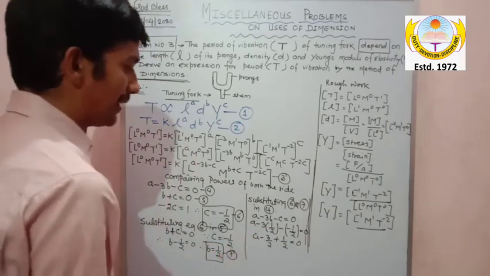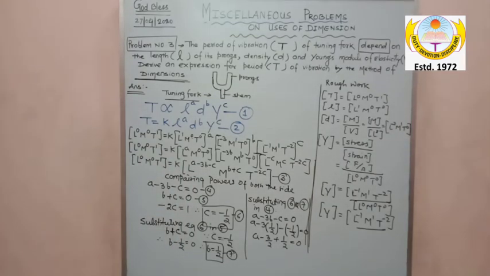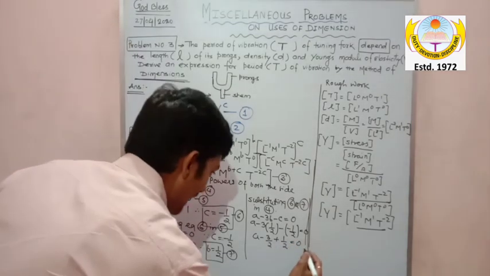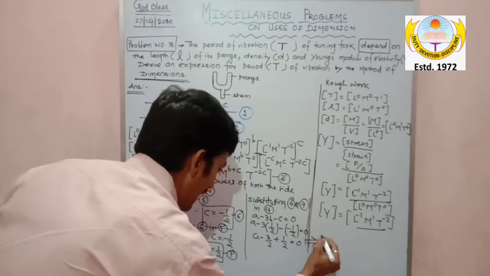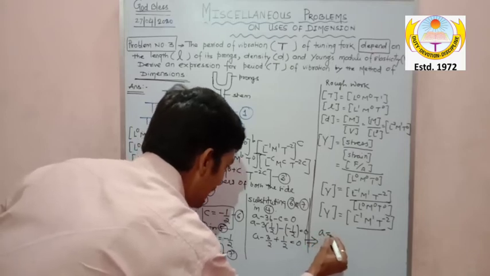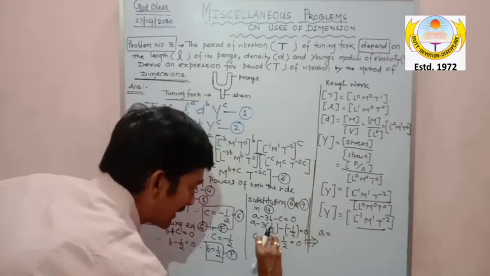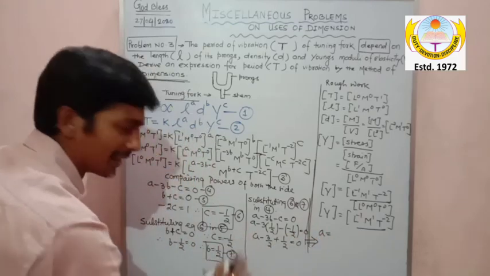Do one thing, my dear. I can think you can write this as, here I am writing A is equal to, take everything on that side, keep A alone here.